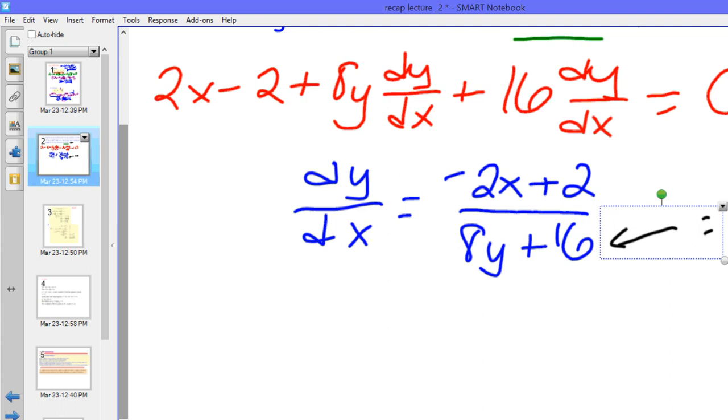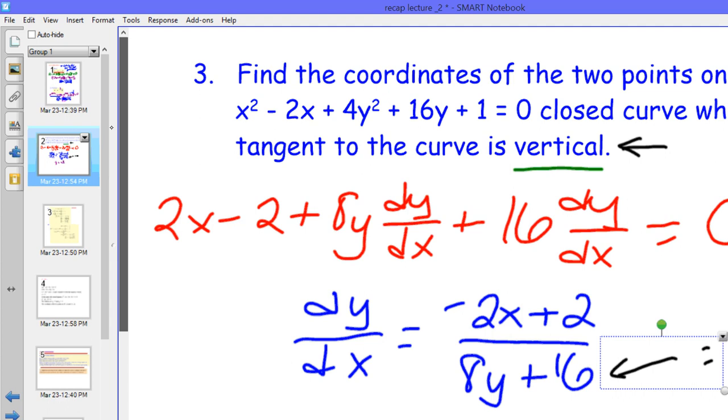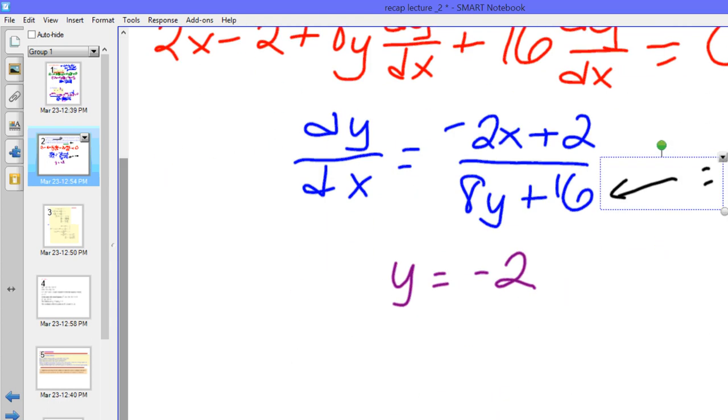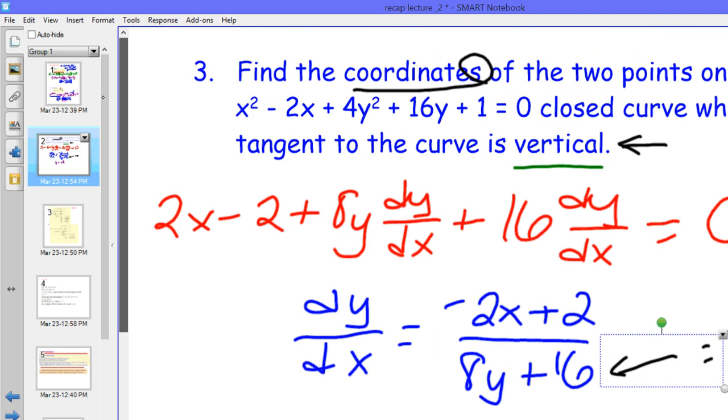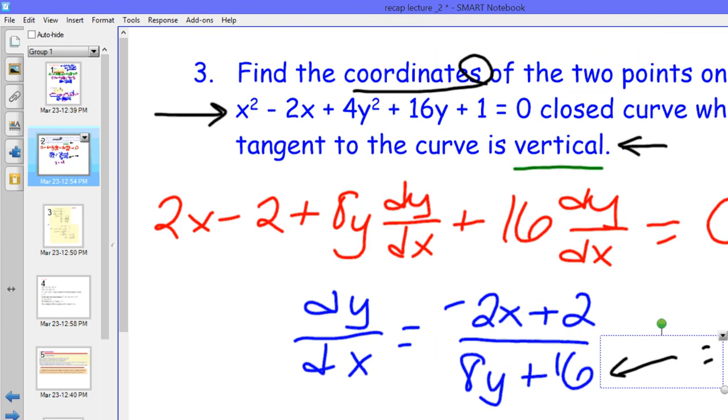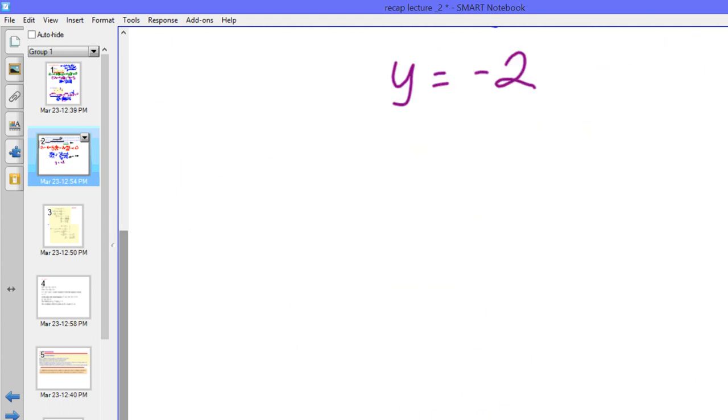Okay, so we're going to think about where that bottom part would be equal to 0, and that bottom part will be equal to 0 if y is equal to negative 2. So that's not quite enough because it is asking me to find the coordinates. Notice that's plural, and this is just a coordinate. So we need to substitute negative 2 in for y and figure out what x is going to equal when y is negative 2. So let's go about doing that.